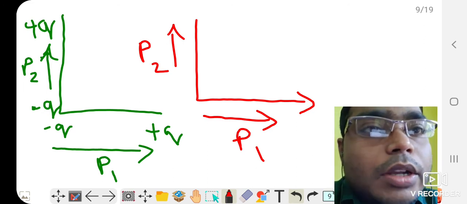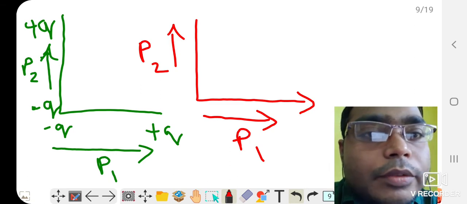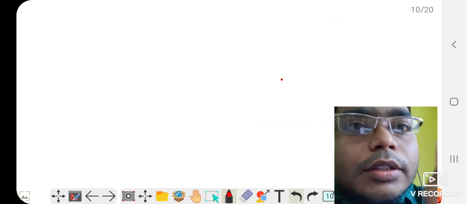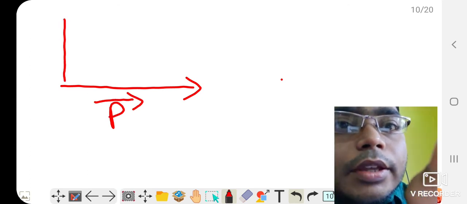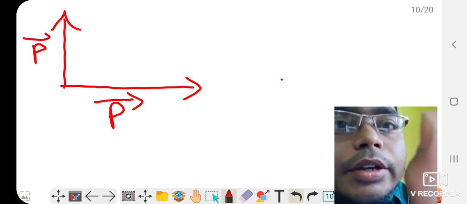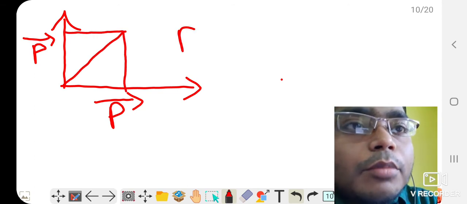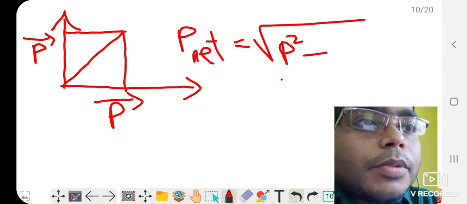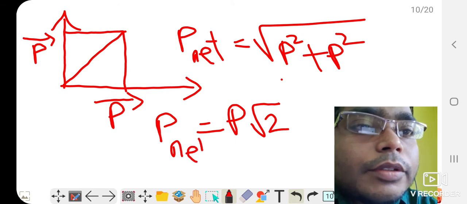So if this is P1 and this is P2, then both are vector quantities. So how can we write this? If they are vector quantities, that means this is one vector and this is another vector, right? And the resultant will be given like this. This is a parallelogram, right? So what is the net dipole moment? The net dipole moment will be given by the square root of p square plus p square. So that is given by how much? We can say p root 2. So this is our net dipole moment.